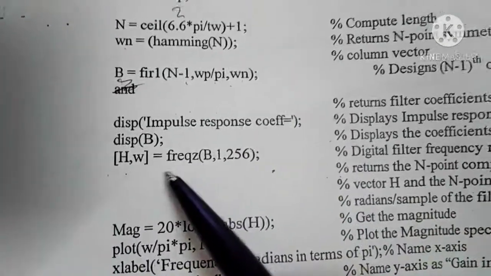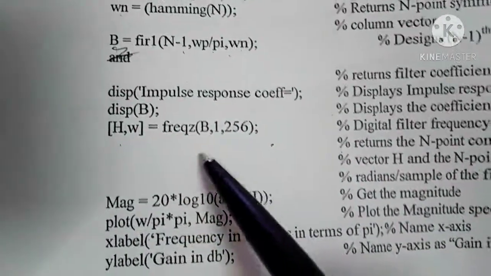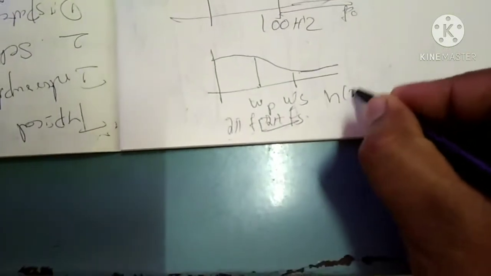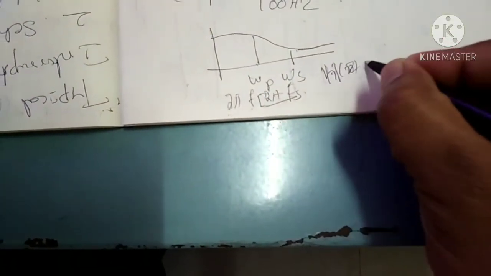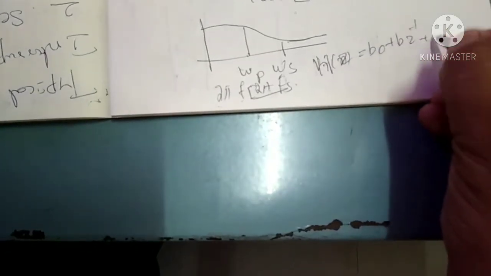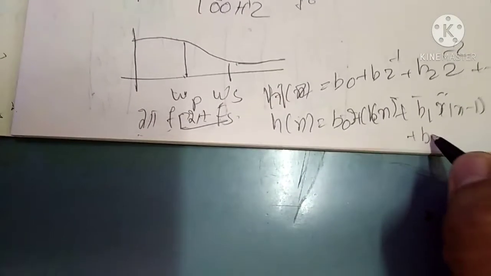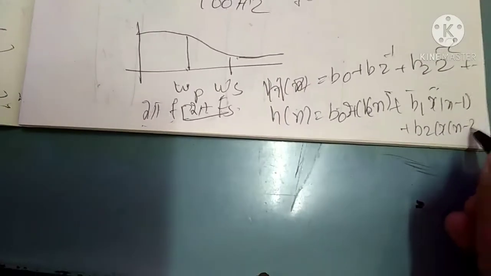These b values, after going for freqz of b, 126 points, will display the waveform for this value. So FIR1 will give the coefficients like this, h of n. If I take H of z, it is b0 plus b1 into z inverse plus b2 into z to the power of minus 2, etcetera. If I write y of n, it will be b0 into x of n plus b1 into x of n minus 1 plus b2 into x of n minus 2, etcetera.